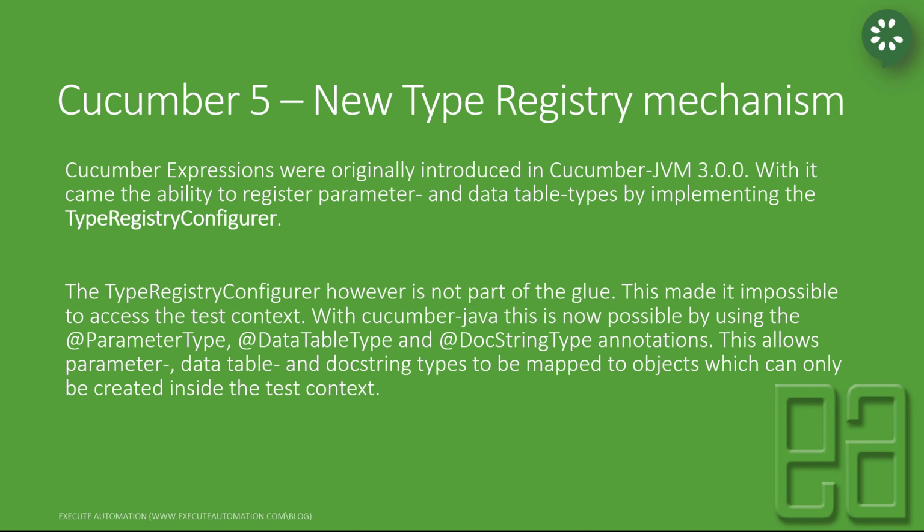But yes, the @ParameterType and @DataTableType are new as well. This is a replacement of the table transformer, the cell transformers and the parameter transformers. We have used these transformers before in older versions of Cucumber, but in this version it's all available as annotations. So this allows parameters, data tables and docstring types to be mapped to objects which can only be created inside the test context, which is pretty cool.